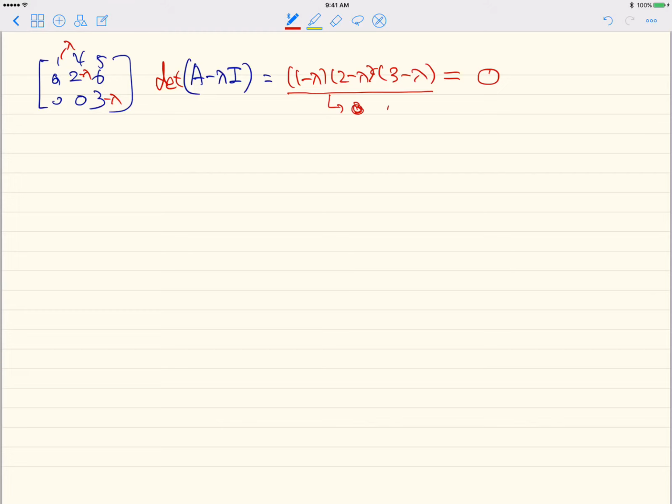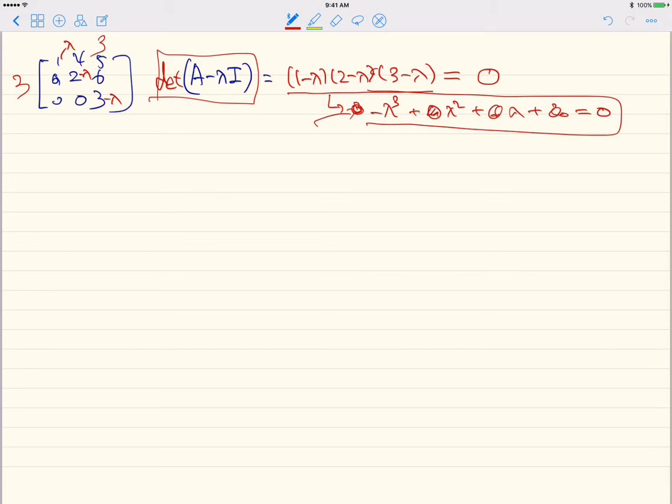So it means it has minus lambda to the power of 3 and some lambda squared and some lambda and some constant becoming 0. Okay? So that way we can see that in the case of a 3 by 3 matrix, this guy will be just a polynomial with the degree of 3 for this lambda. Okay? And then we have to solve this equation.